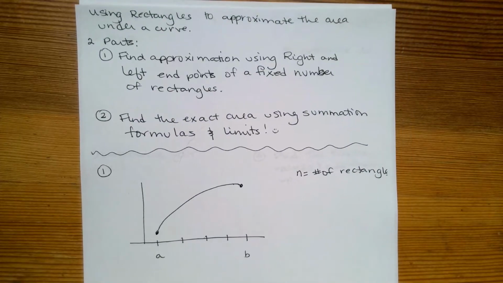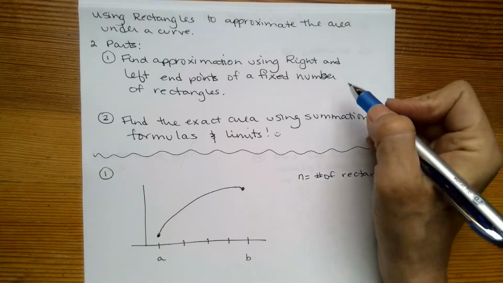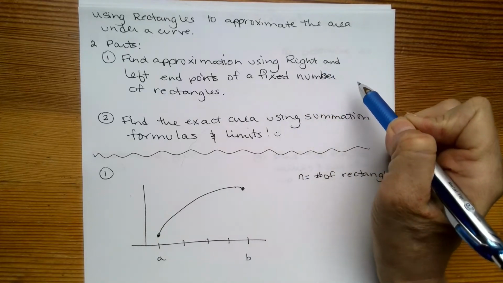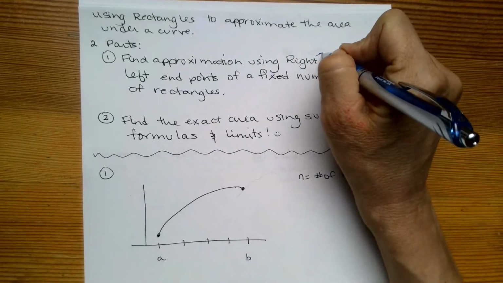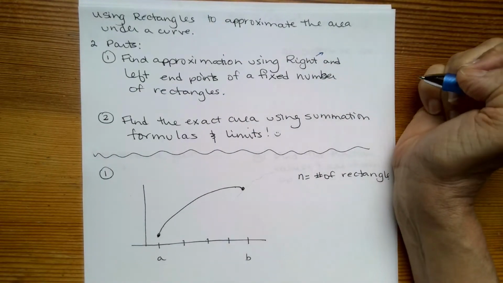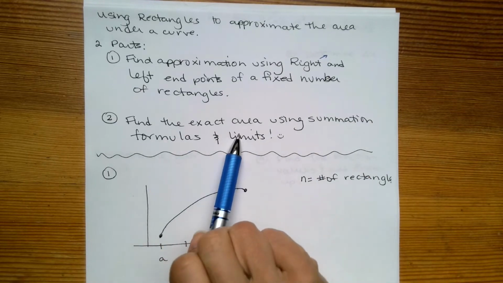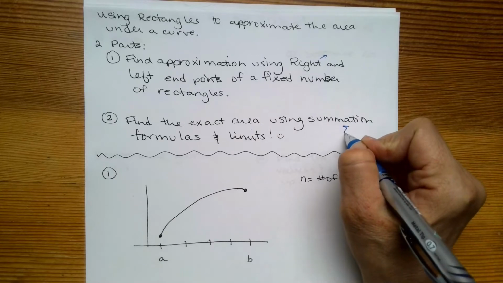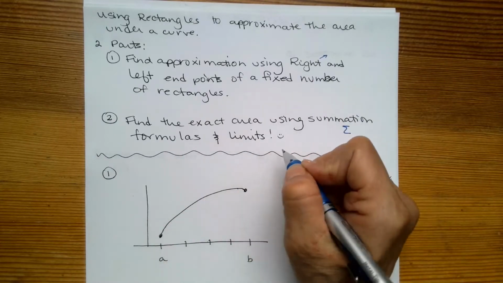Okay, so we are going to use rectangles to approximate the area under the curve. And this comes in two parts. The first part is we're going to find a very rough approximation using right and left endpoints, and we'll have a fixed number of rectangles. Just to be honest, I'm only going to do right because it is what we're going to use in the second part, where we're going to find the exact area using summation, remember with our sigma, and the summation formulas we had, and limits.